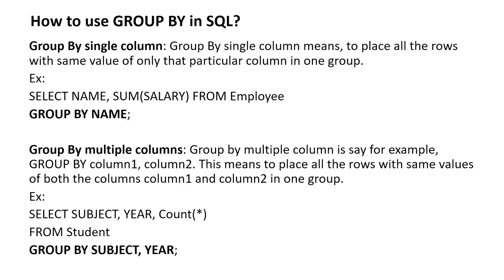How to use group by in SQL? Group by on a single column means to place all the rows with the same value of only that particular column in one group. Example: select name, sum(salary) from employee group by name. Group by multiple columns, for example group by column1, column2, means to place all the rows with the same values of both column1 and column2 in one group. An example is: select subject, year, count(*) from student group by subject, year.